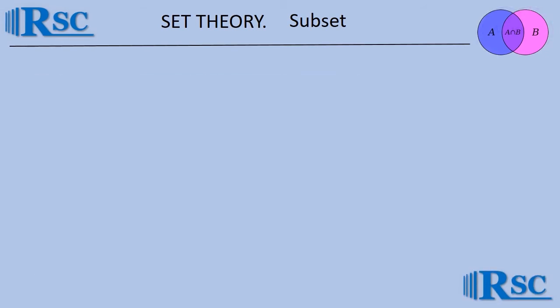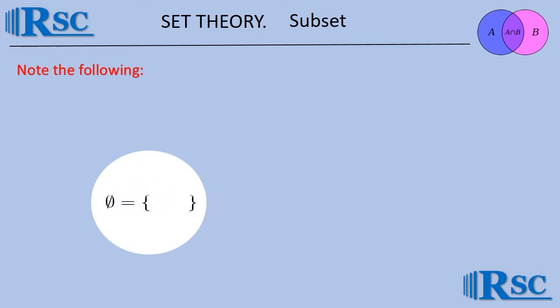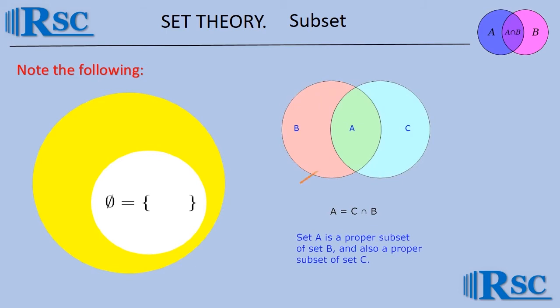So when we have a set, how can we tell how many subsets there are for this set? Well, when listing the subsets of a set, we must note the following. The empty set is a subset of every set, and the set is a subset of itself. If the number of elements in a subset is less than the number of elements in a set, then we say that the subset is a proper subset of the set.